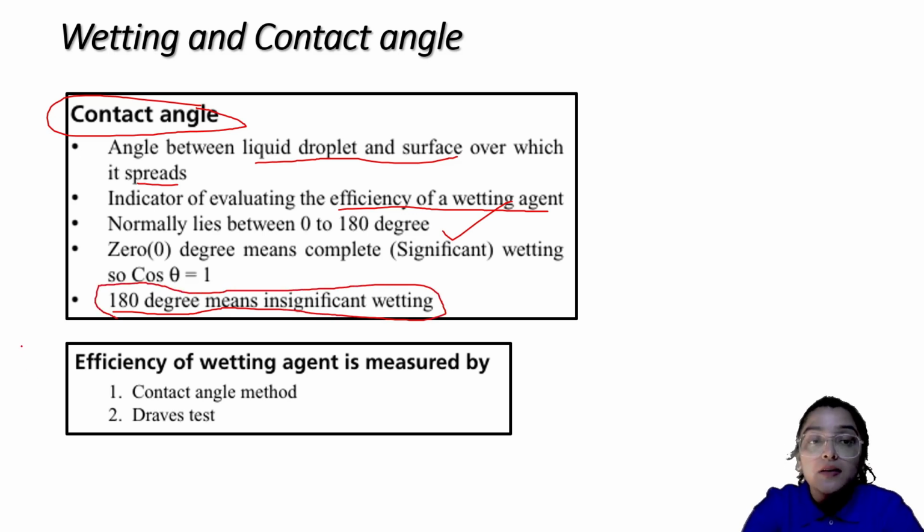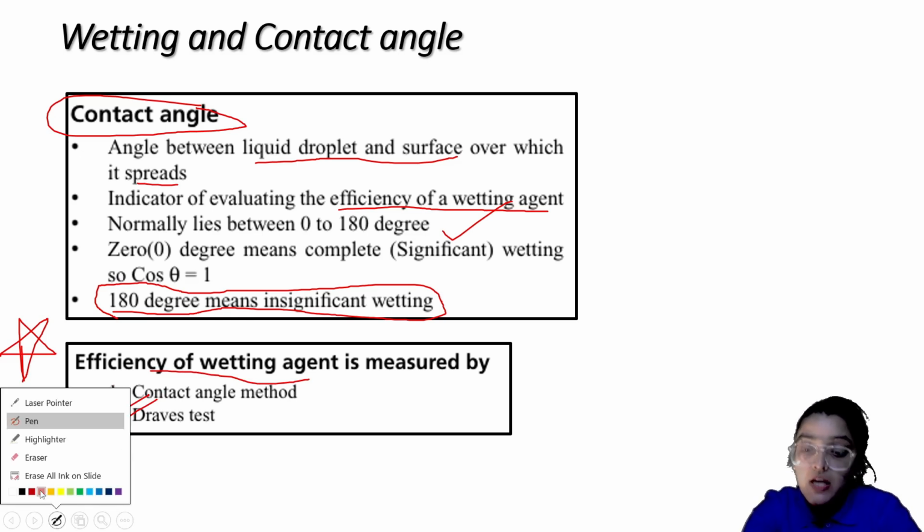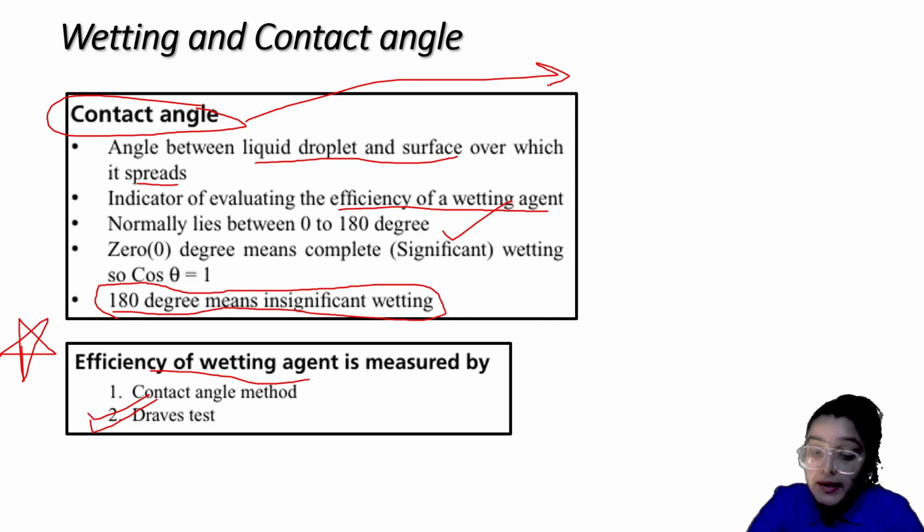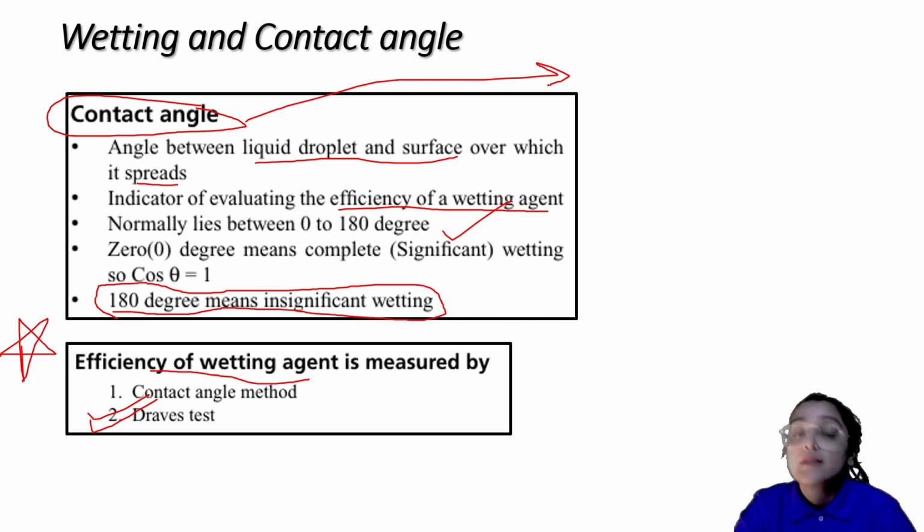Another important question that has been a favorite to ask is the Draves test. Actually, it is the test for testing out the efficiency of your wetting agent. Students, direct questions are asked. Even if you did not understand what this contact angle means, it actually means how well or how poorly a liquid is going to spread over the surface, which indicates how a liquid interacts with the solid surface.